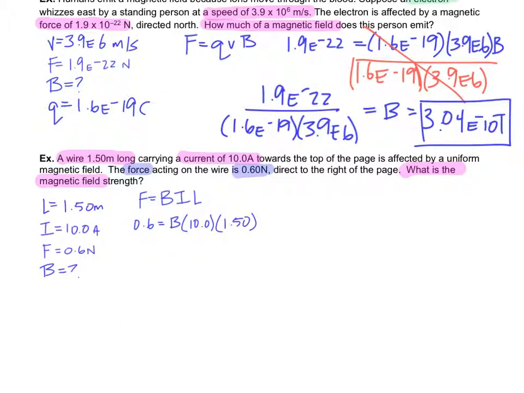Okay, so back to the problem. I'm solving for B, and I've got 10 being multiplied by 1.5. These are all multiplied by each other, so I need to move them to the other side by dividing them by themselves. So what I end up with is 0.6 divided by 10.0 times 1.50 equals B. So when I do the math, plug it into my calculator, I get 0.4 Tesla, my unit for magnetic field, equals B.